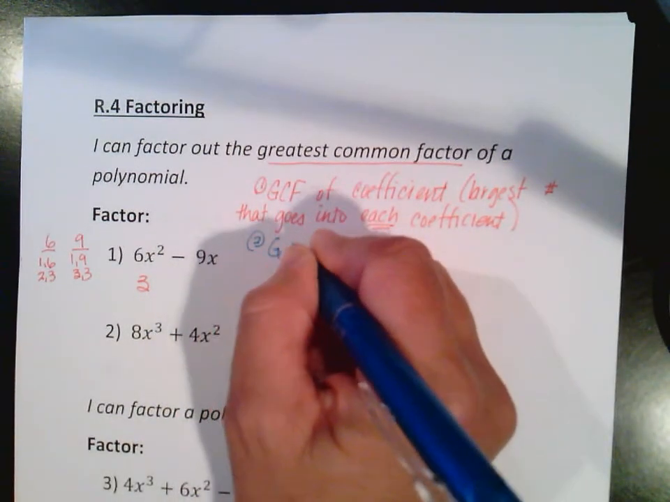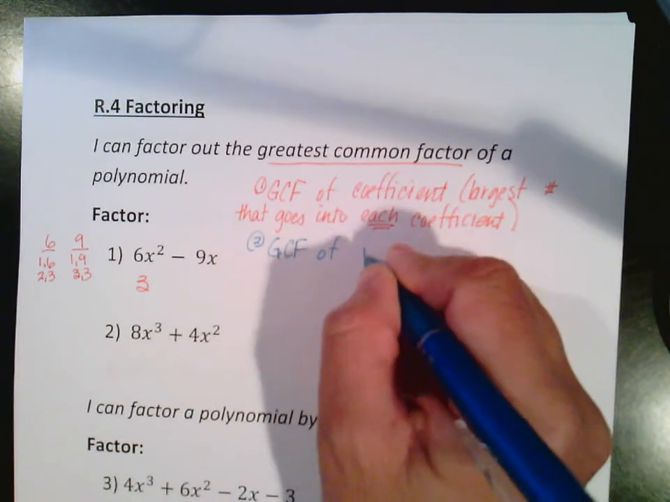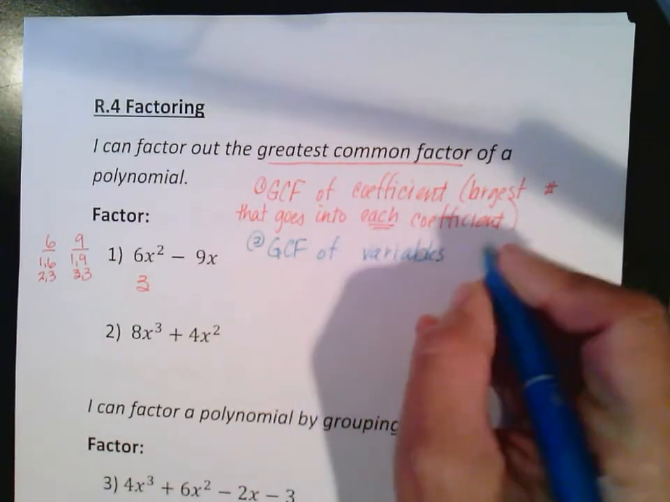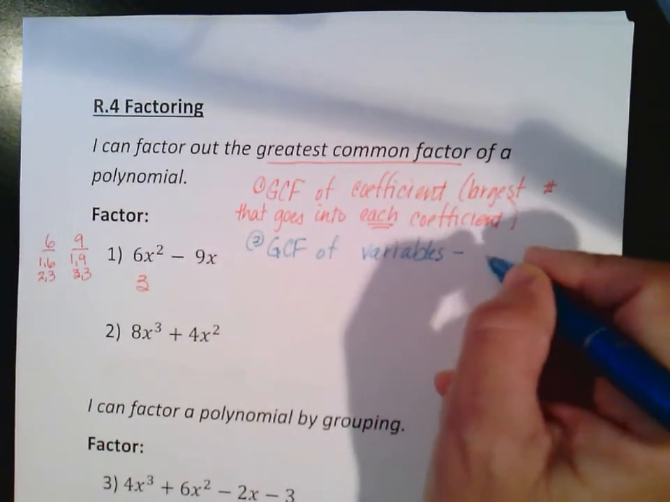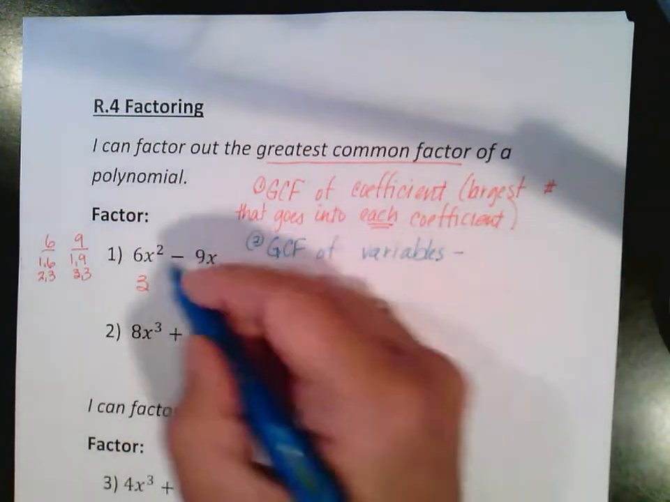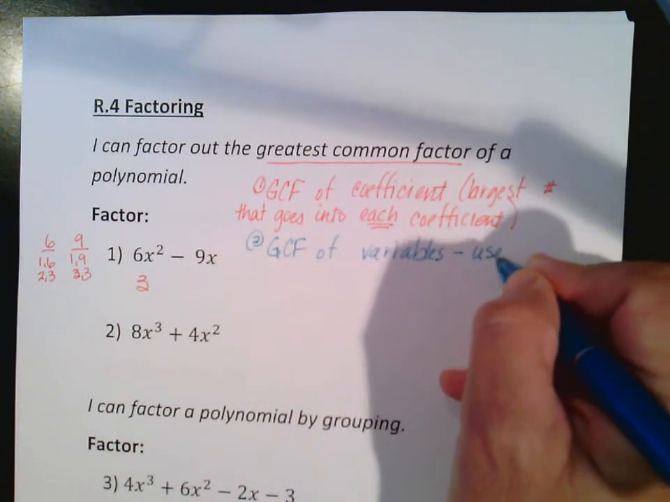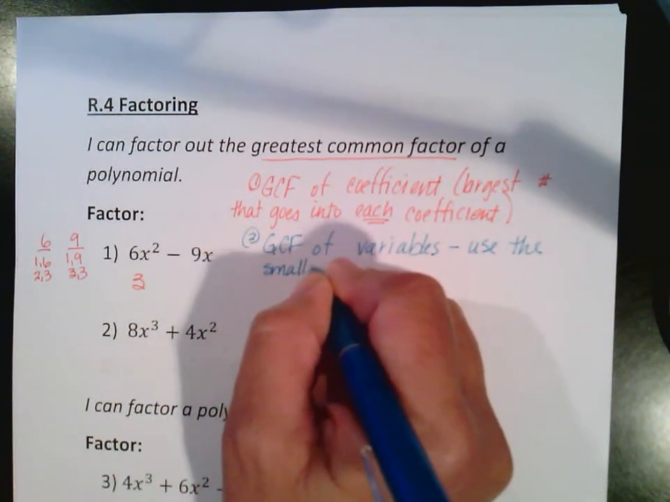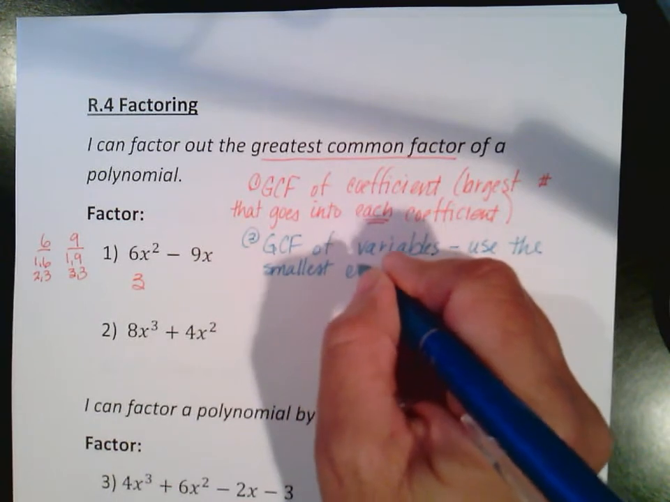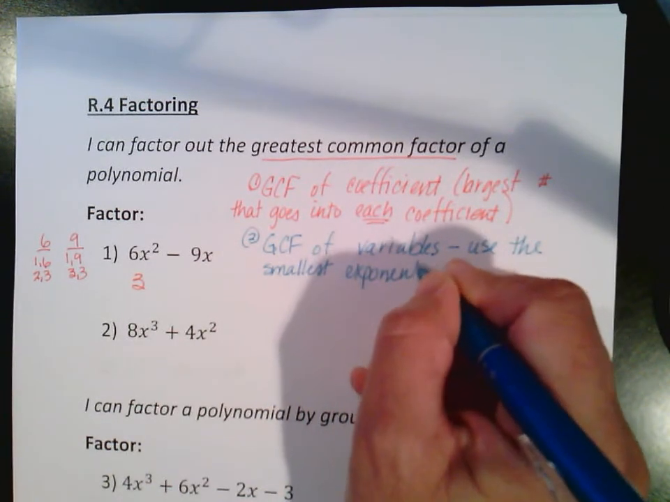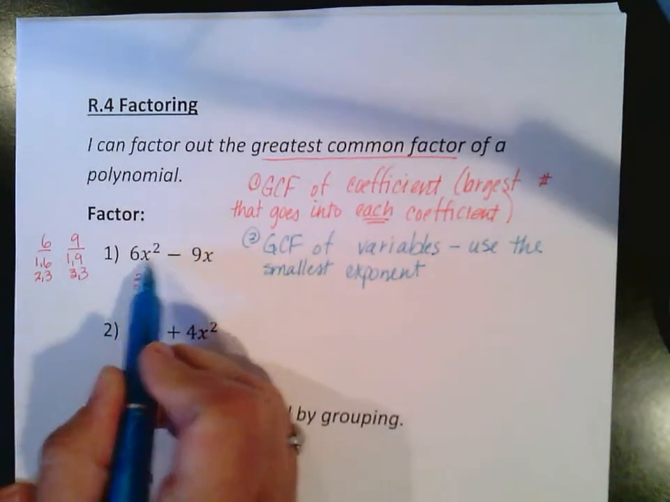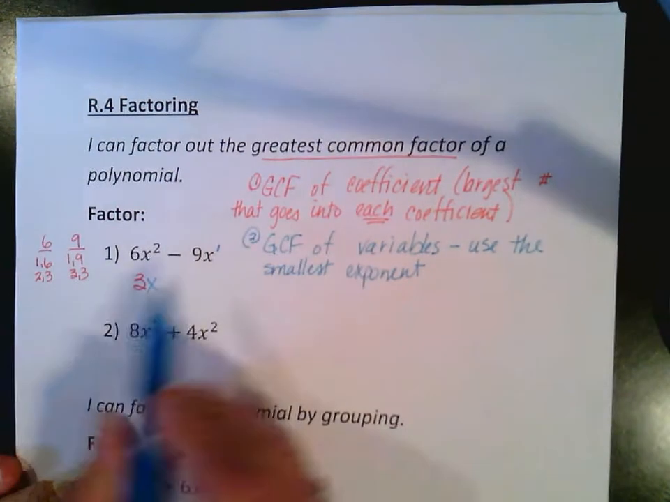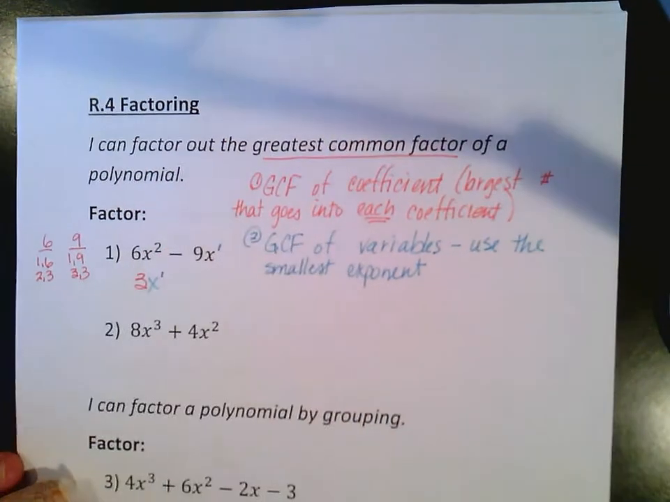For the variables, find your greatest common factor of your, not your coefficients, your variables. You look for whatever variable is the same. So in this case, it's an x, and you're going to use the smallest exponent to factor it out. So here I do have a common variable, and that's x, and the smallest exponent I have is x to the first. So that's the one that I'm factoring out.